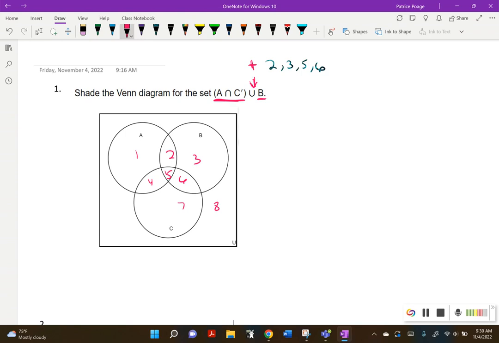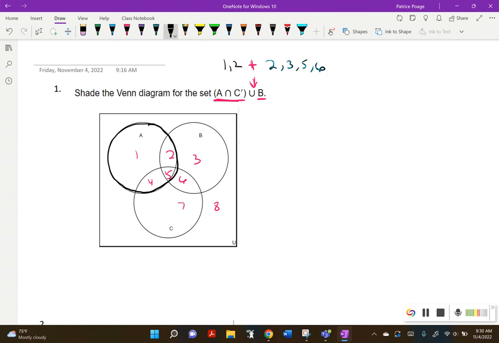And then on this side, we want A intersect C complement. So that means it's in circle A. So it's inside this circle right here. And it's not in C. So not 4, 5. So we're talking just 1, 2. 1 and 2 are in circle A, but they're not in circle B.